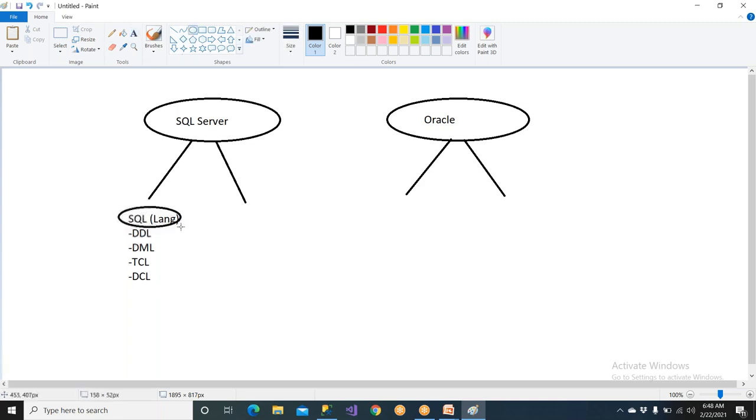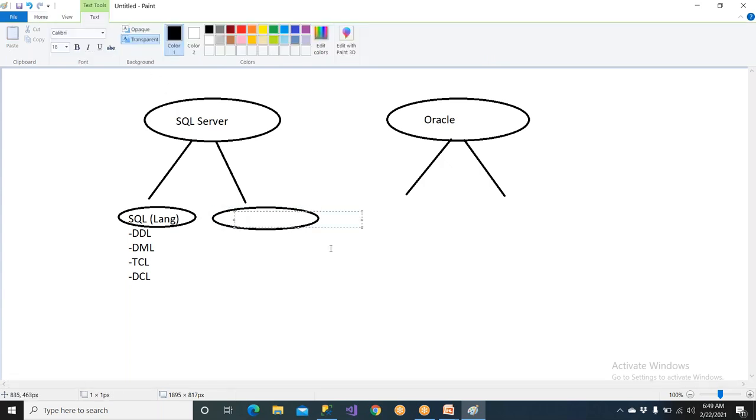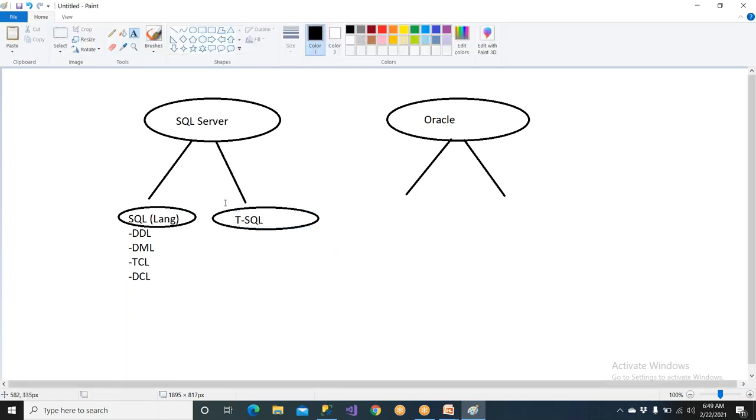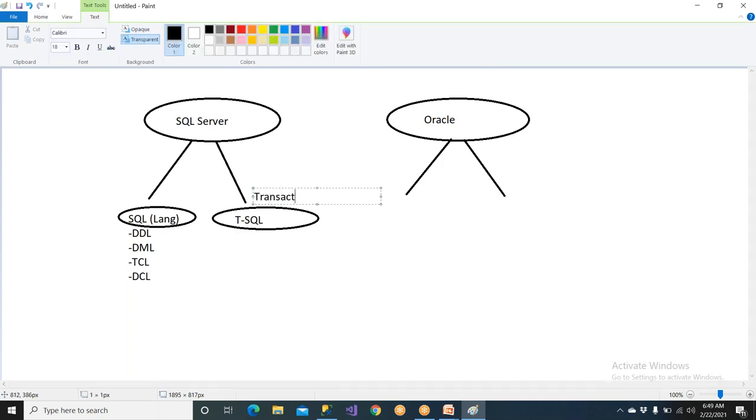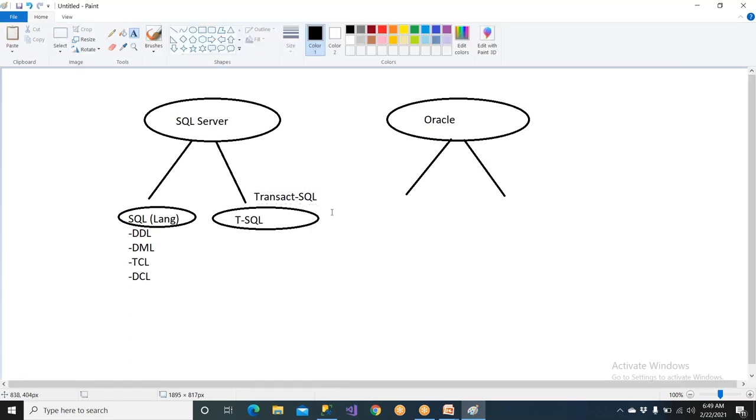But only with SQL we cannot write complex programming. So what do you mean by complex? You're not aware of that, but slowly we're going to be learning one more advanced programming as part of SQL Server. The language is called Transact SQL programming, right? So T-SQL. This is a Microsoft-owned proprietary language. T stands for Transact. Okay, Transact SQL language. This is Microsoft's own language.